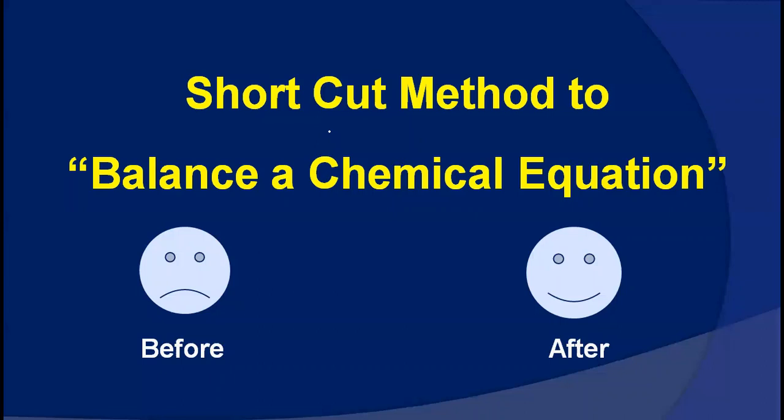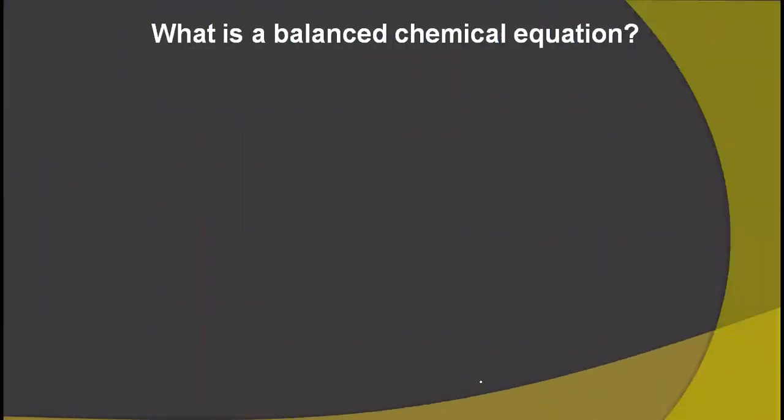And this method involves a little mathematics. So you will never go wrong in this shortcut method, as long as you don't commit any careless mistakes in between. So what is the shortcut method? Now, before going into the shortcut method, we shall see what is a balanced chemical equation.